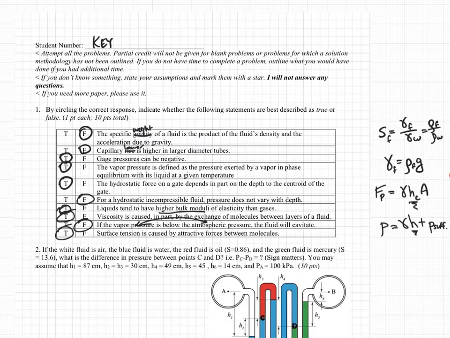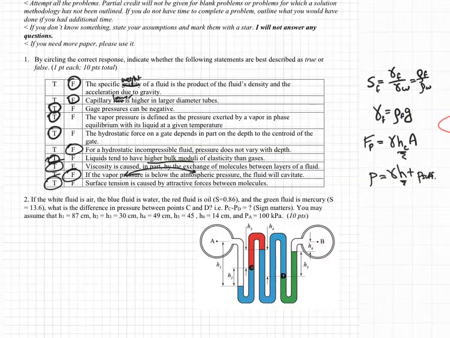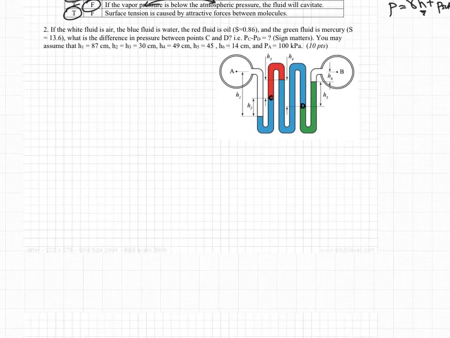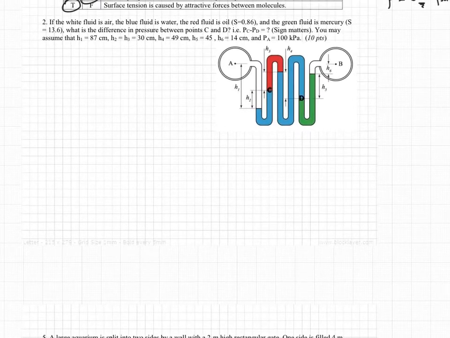Okay, hopefully I did those all right. Never know, right? This stuff isn't easy, so let's not pretend. If the white surface is air, the blue fluid is water, the red fluid is oil, and the green fluid is mercury, what is the difference in pressure between points C and D?